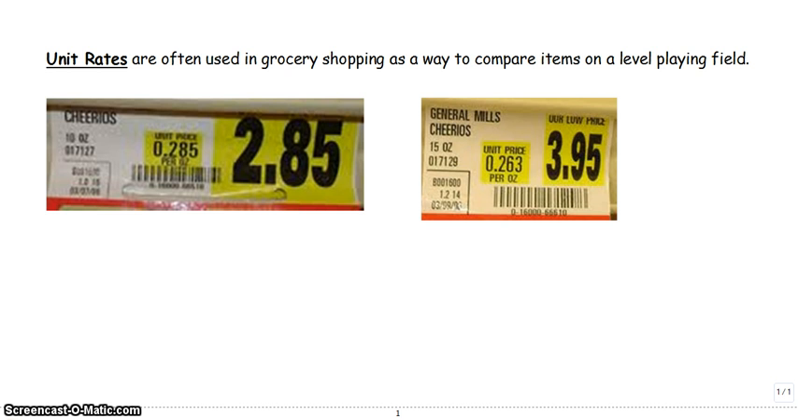First, let's review what a unit rate is. Often, unit rates are used in grocery shopping as a way to compare items on a level playing field. So we get this down, we need a denominator of 1.